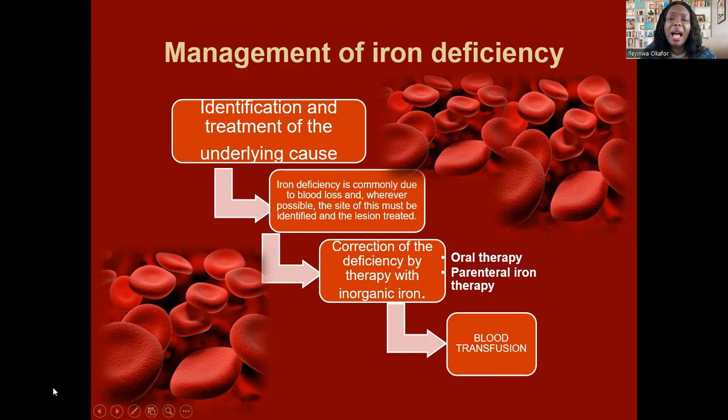Again, iron deficiency is commonly due to blood loss, and wherever possible, there is need to identify the site of this loss, and then the lesion treated to stop the loss of blood. If it is due to ulcer, the ulcer should be treated. If it's due to menorrhagia, that should be treated. If it's due to hemorrhoids, it should be treated before you can actually tackle the iron deficiency anemia proper.